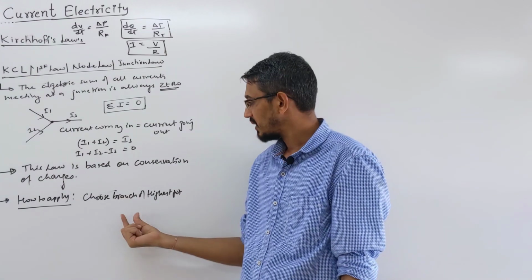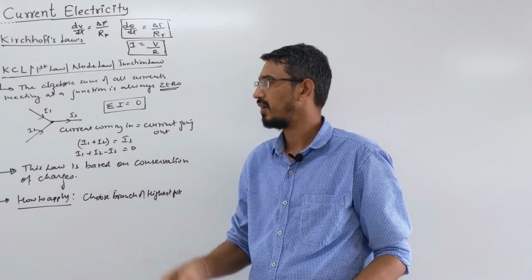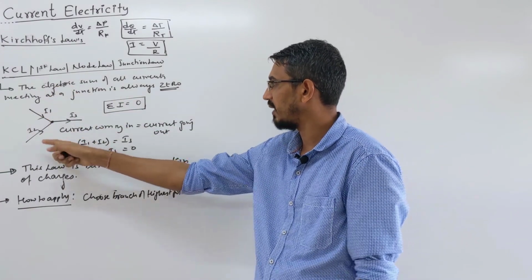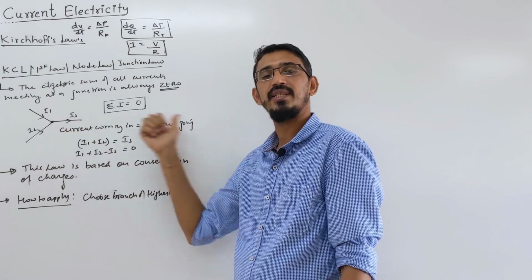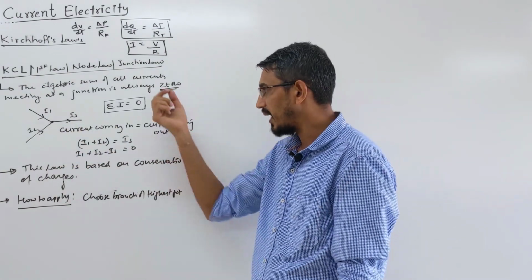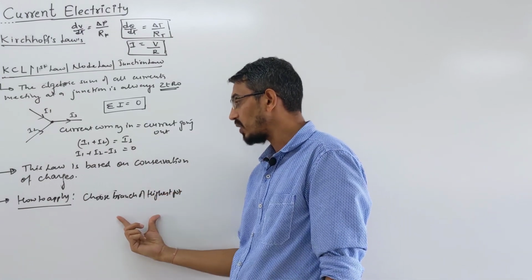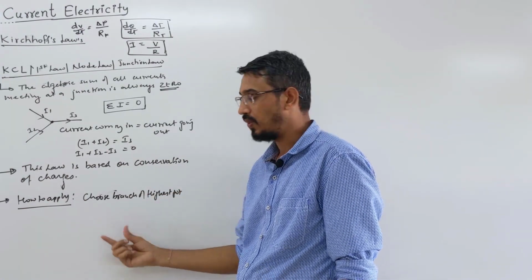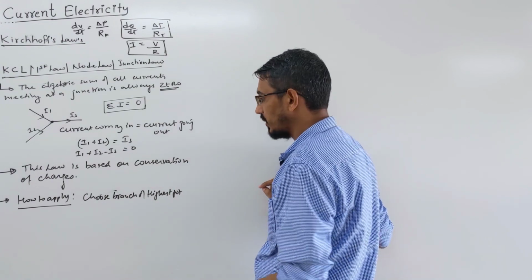Generally when they ask this question, the direction of current is not given. If direction is given, then it's simple. In this picture I have given the direction of current. So simply say that I1 and I2 are coming to the junction and I3 is leaving from the junction, right? If direction of current is given, it's very easy, you can do it directly. When direction of current is not given, then how will you apply this rule? We choose the branch of highest potential. Only one branch you choose.